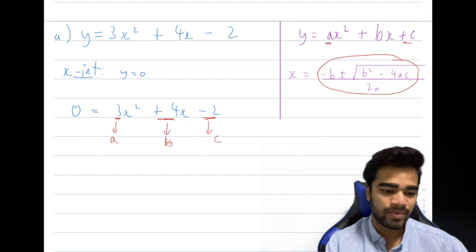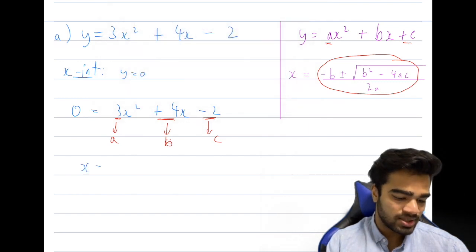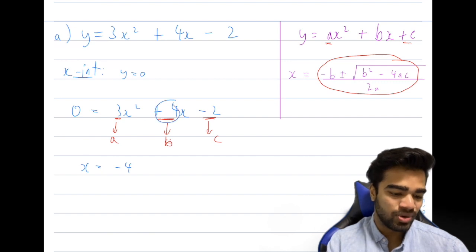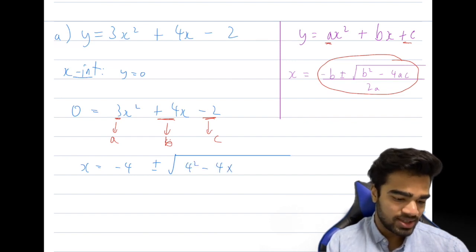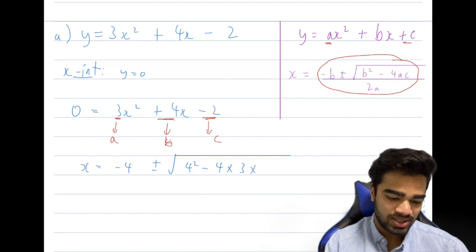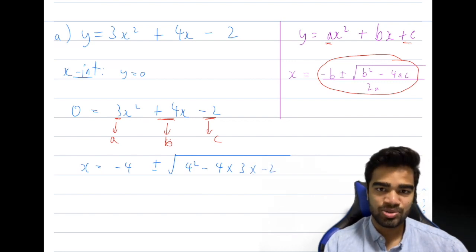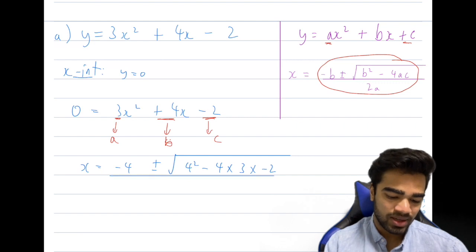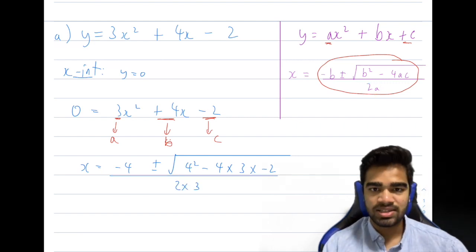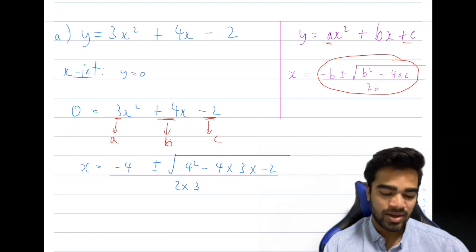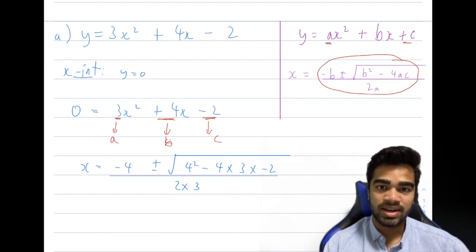So you have a, b, and c, and all we have to do is plug them into this equation here. So we have x is equal to negative b, so negative 4 because b is 4, plus or minus the square root of b squared, which is 4 squared, minus 4 times a, which is 3, times c, which is negative 2. So make sure you put the negative there, it's pretty important. Divided by 2 times a, so 2 times 3. And that's it, we subbed all the numbers in, and let's now simplify this to get the x-intercepts.